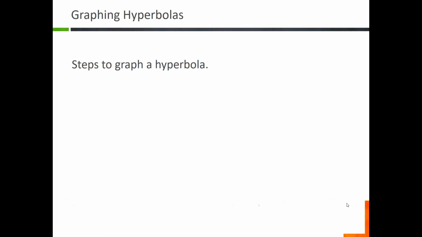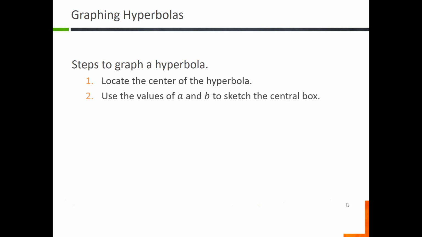All right, so how do we graph a hyperbola? The first thing we need to do is locate the center of the hyperbola. Just plot that point on the graph. We then need to use the values of a and b to sketch the box. Remember, a is the horizontal distance from the center to the left and right. b is the vertical distance from the center to the top and the bottom. So the box is going to be 2a wide and 2b tall.